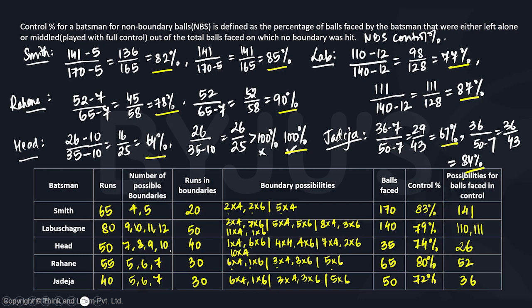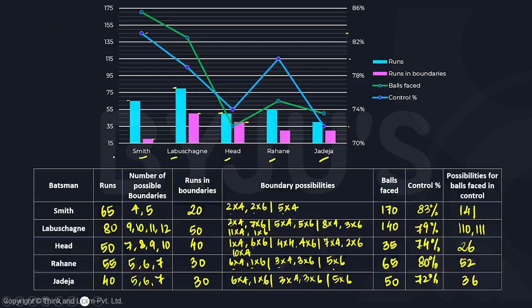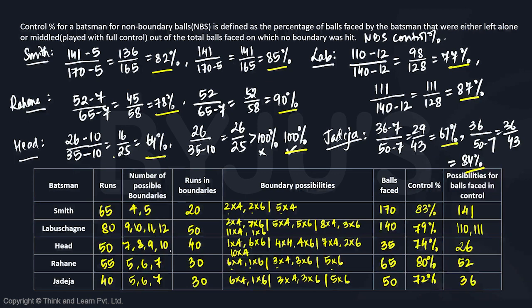Now, if you can recall, it was given in the main part of the question that for each player, the control percentage for NBS, the ones that we were calculating, they are unique consecutive multiples of 5% rounded off, in any order. Okay. So the NBS percentage control that we have calculated right now, if we look at Smith from 82 to 85, he can only have 85. If we look at Rahane, it could be 80, 85 or 90. So it could be 80, 85 or 90%. For Smith, it's going to be 85. So for Rahane, it can't be 85 because someone has taken 85.